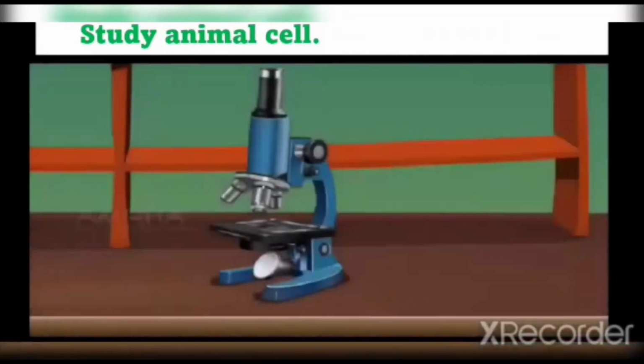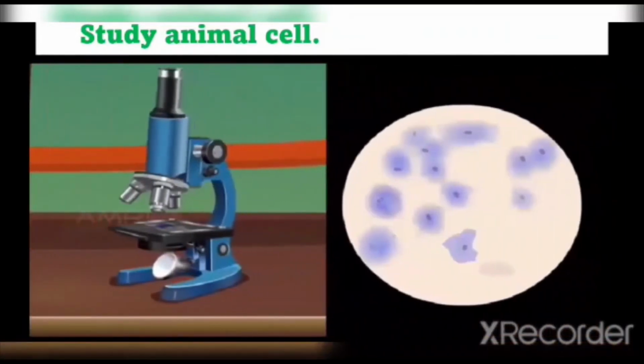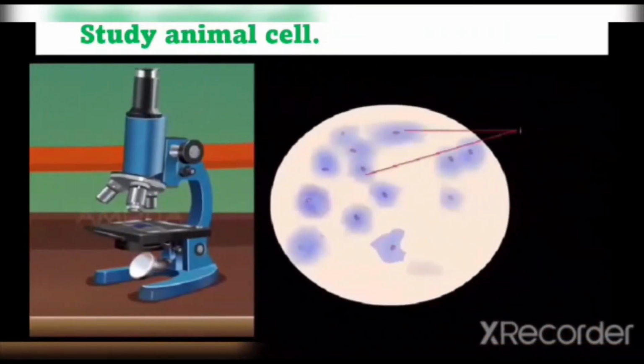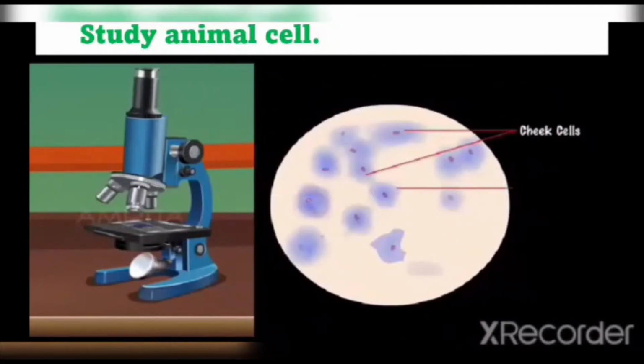Observations. A large number of flat and irregular shaped cells are observed. The cells do not have a cell wall. However, each cell has a thin cell membrane. A deeply stained nucleus is observed in the center of each cell. No prominent vacuole is observed in the cells.